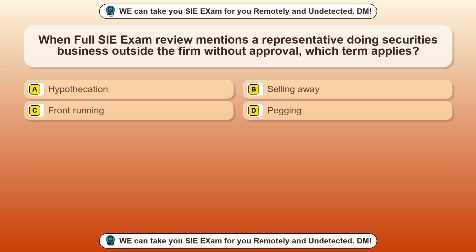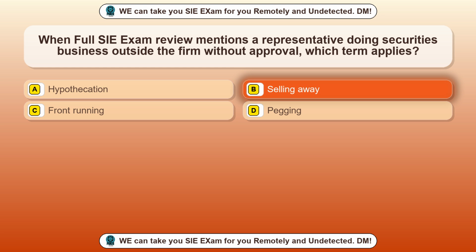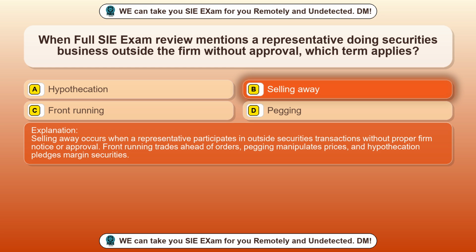Question 49. When full SIE exam review mentions a representative doing securities business outside the firm without approval, which term applies? Option A, hypothecation. Option B, selling away. Option C, front-running. Option D, pegging. The correct answer is option B, selling away. Selling away occurs when a representative participates in outside securities transactions without proper firm notice or approval. Front-running trades ahead of orders, pegging manipulates prices, and hypothecation pledges margin securities.